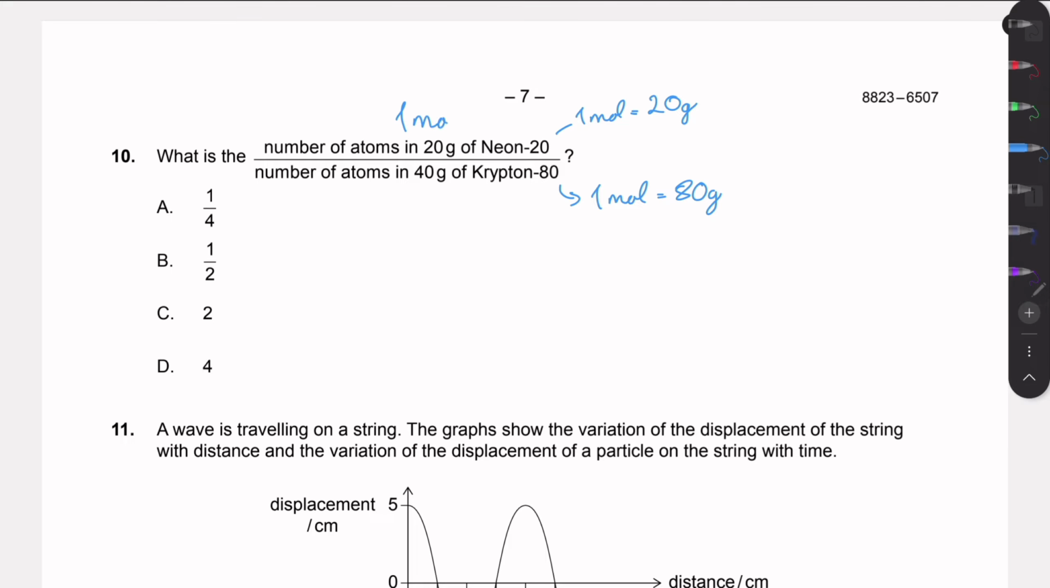So here we have 1 mole of neon, but here we only have 40 grams. So here we only have half a mole of neon. So we could convert moles to number of atoms, but we know that 1 mole is 6 times 10 to the 23 particles. And if we would multiply by this number on the top and on the bottom, we wouldn't get very far, as they will just cancel each other out. So our final answer would just be this fraction, which is just 2. So C.